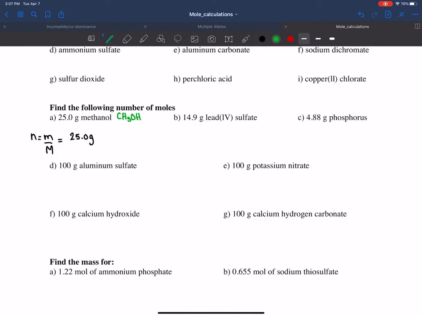CH3OH. So I'm going to add 12.01 and then 4.04 for my hydrogens, because I have 4 hydrogens at 1.01 each, and then 16 for oxygen. So the total for the molar mass here is going to be 32.05 grams per mole, and I get 0.78, but I need it to be to 3 significant digits, so I have to add a 0 afterwards, and my units here are moles.